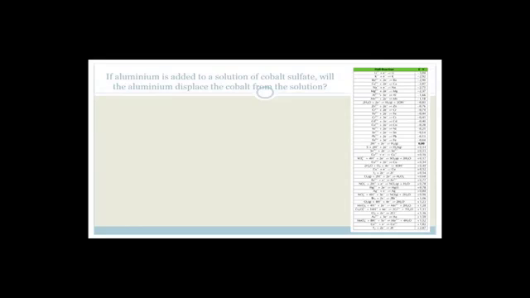Okay, now it says if aluminium is added to a solution of cobalt sulfate, will the aluminium displace the cobalt? Okay, so let's try this one. Let's go. So we want aluminium, and the letters for aluminium are Al. So let's go find some Al for us. So let's go look. Barium, calcium, sodium, aluminium. There we go. So there's our aluminium. It's added to a solution of cobalt sulfate.